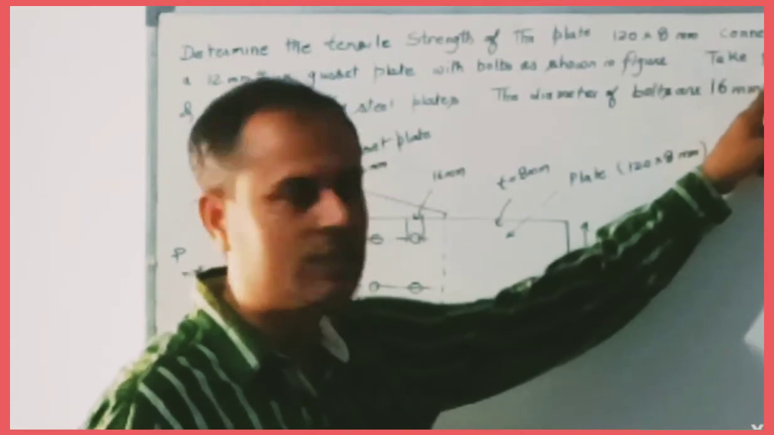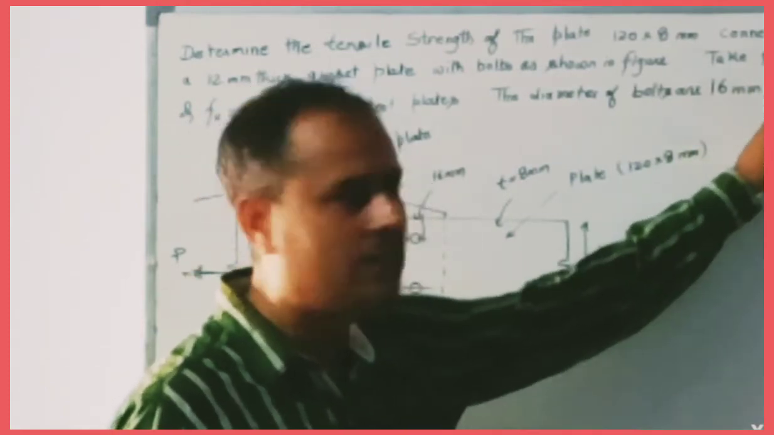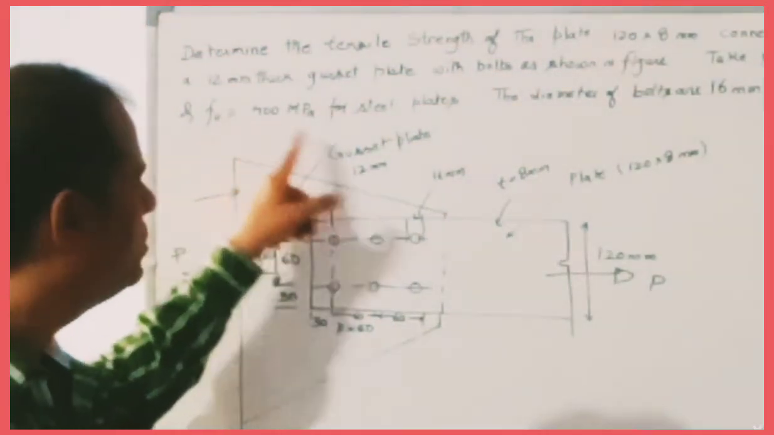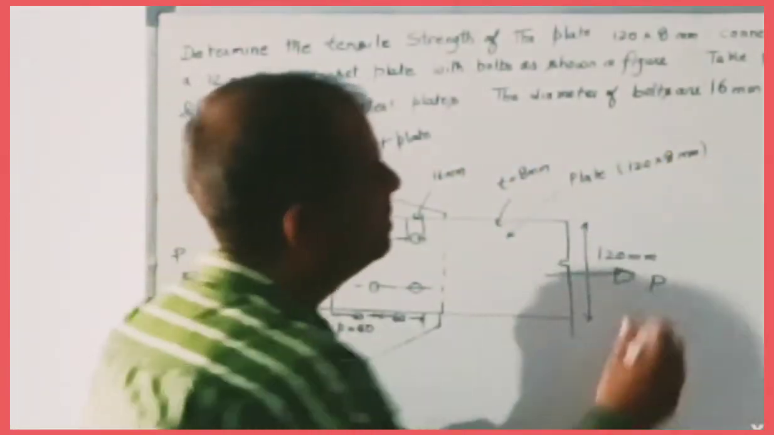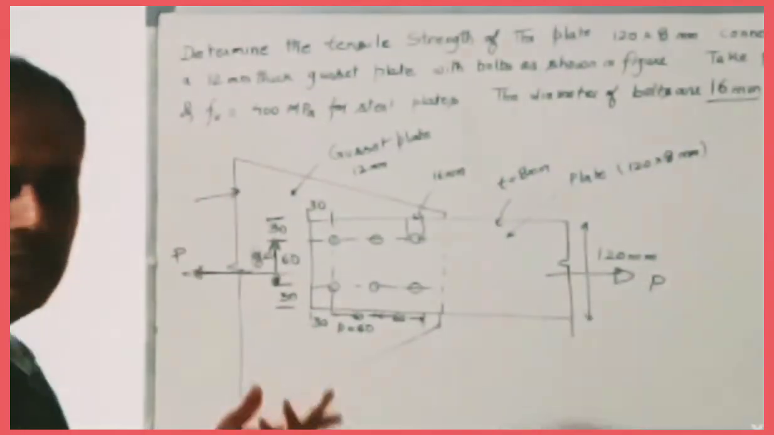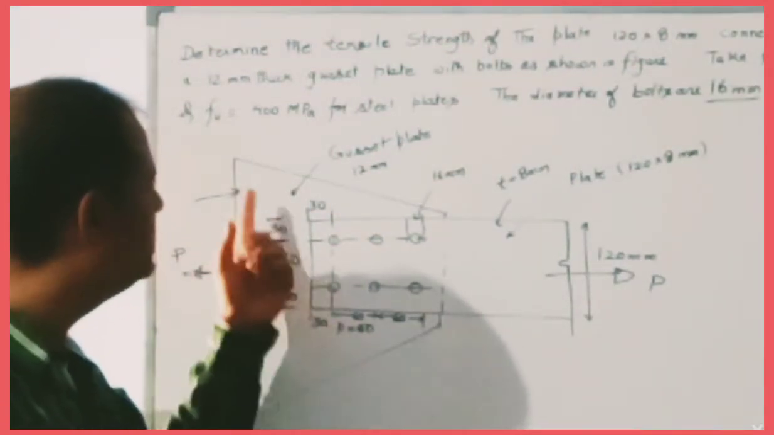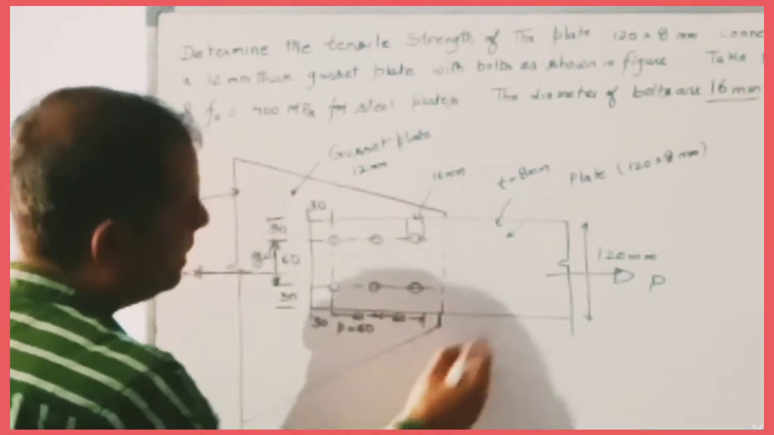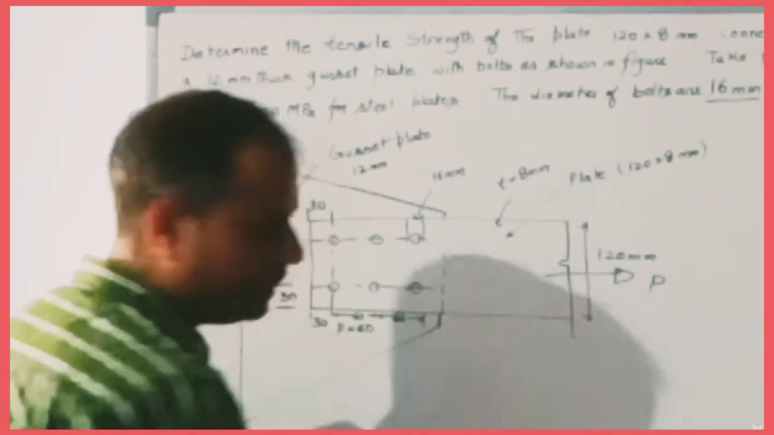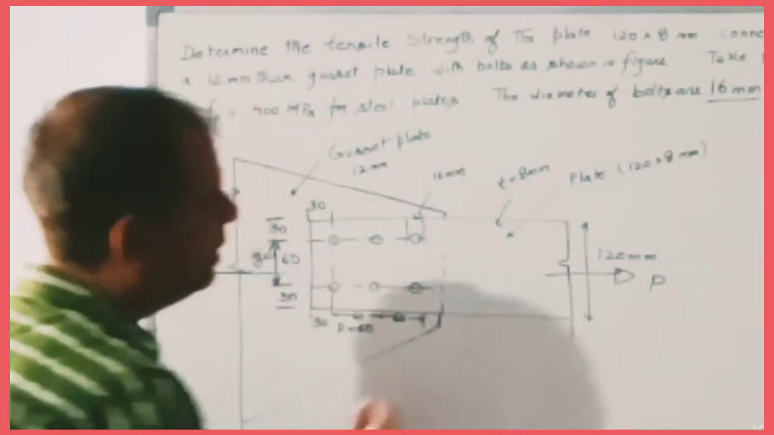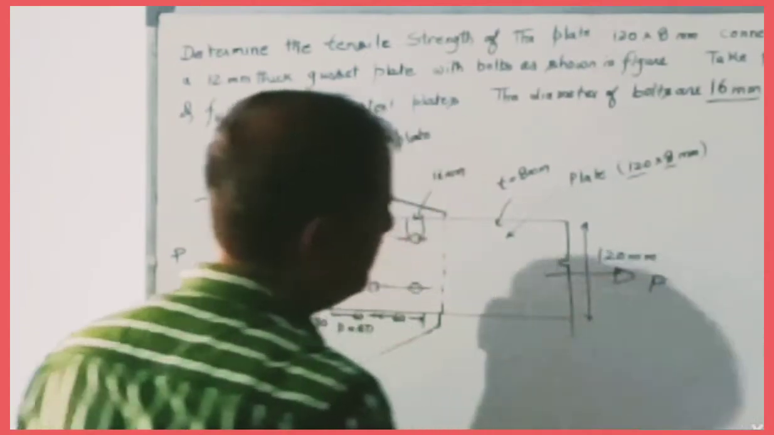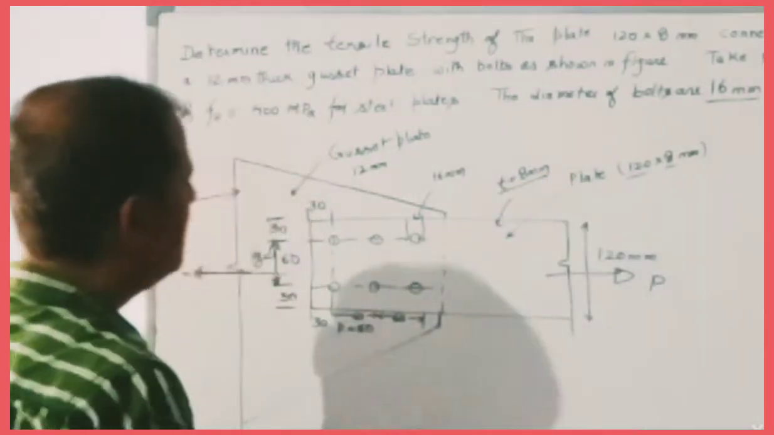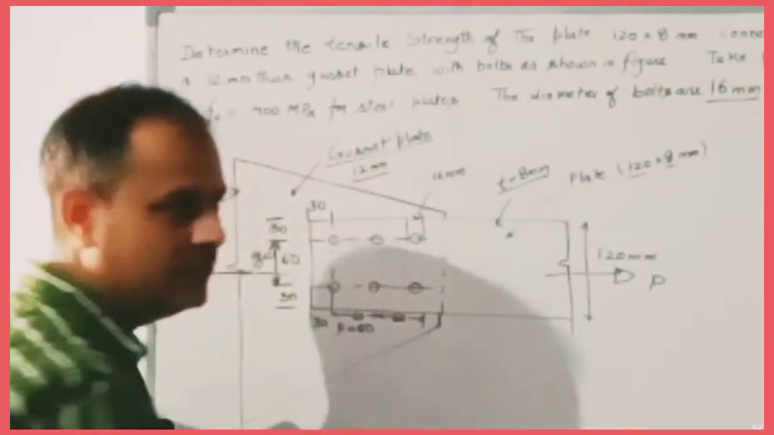The yield point strength of the steel plate is 250 megapascal, it is given, and the ultimate strength of the steel plate is 400 megapascal, it is also given. The diameter of the bolts is 16 mm. So we can see the connection between the two plates. One is the gusset plate. This trapezoidal shape is showing a gusset plate, and another plate is connected to the gusset plate which has size 120 by 8 mm. That means its width is 120 mm and its thickness is 8 mm. The thickness of the gusset plate is also given, that is 12 mm.